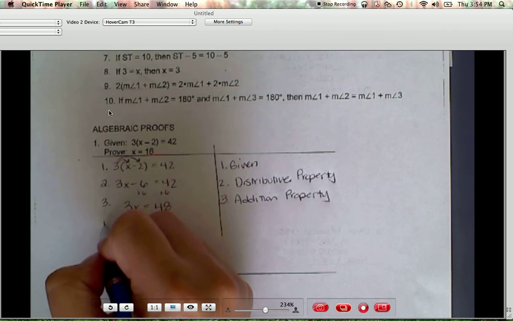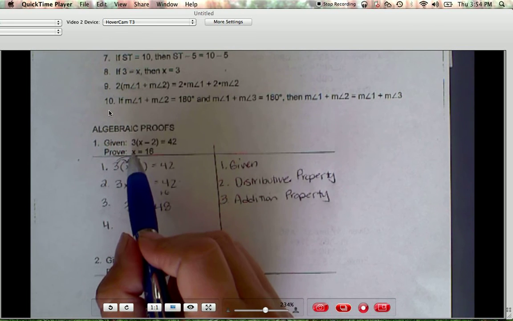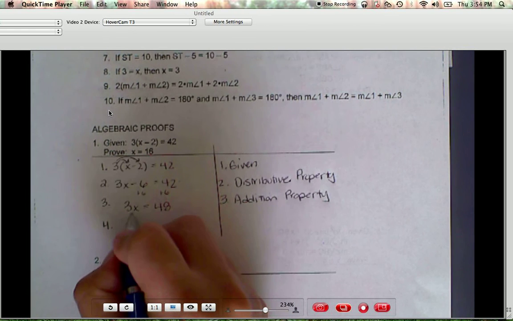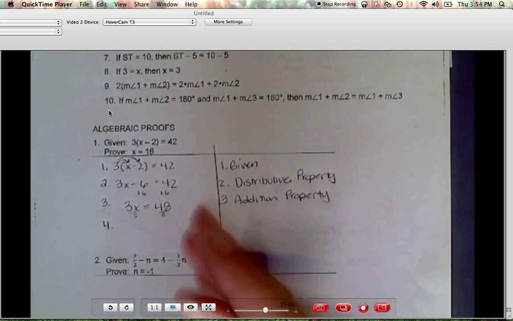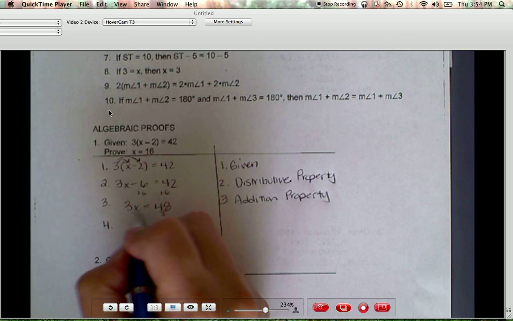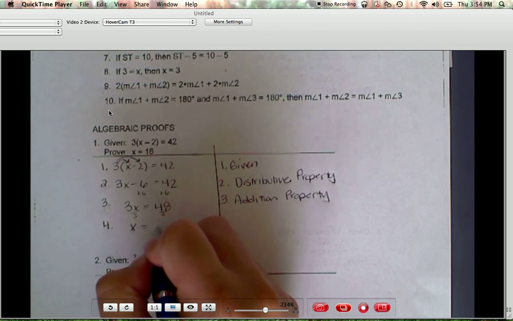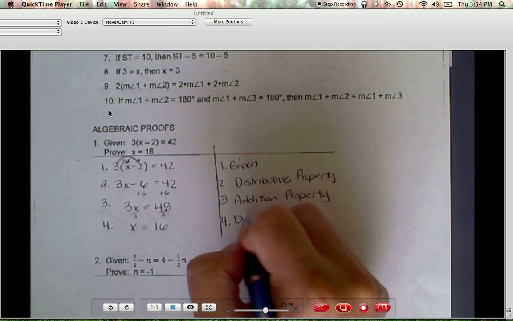Okay. Step 4, what do we need to do to both sides to get x alone, to get to the point of x equals 16 at the end of our proof? We're simply dividing both sides by 3. You don't have to show that, I'm just showing it in case you need to see it. We divide this side by 3, we get x, and we divide this side by 3, we get 16. And so that would be division, because we divided both sides.